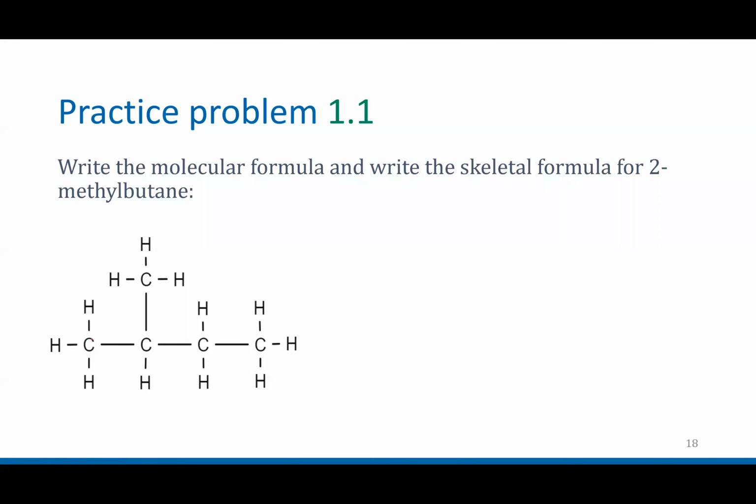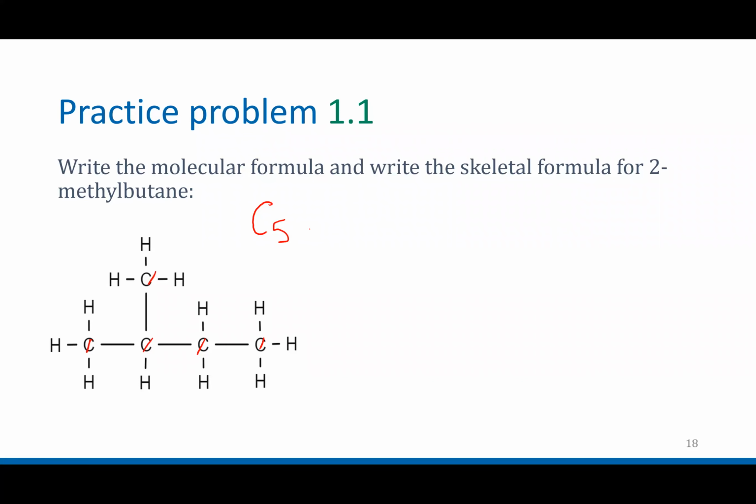All right, so 1, 2, 3, 4, 5 carbons. So this would be C5. All right, let's count the hydrogens. Now, you might remember from 1121 that if I have an alkane, meaning all single bonds, and I have 5 carbons, the number of hydrogens would be the number of carbons times 2, plus 2. So it would be 2n plus 2.